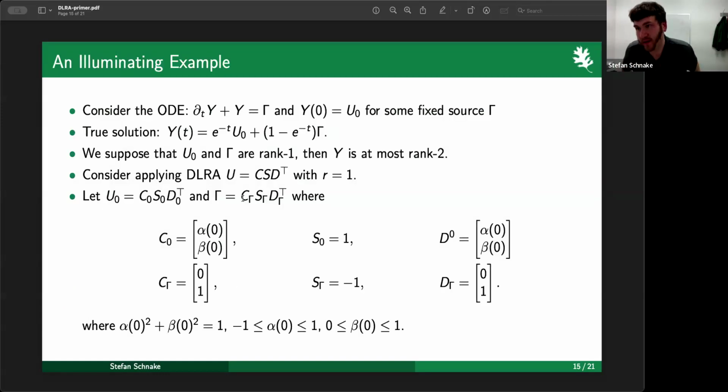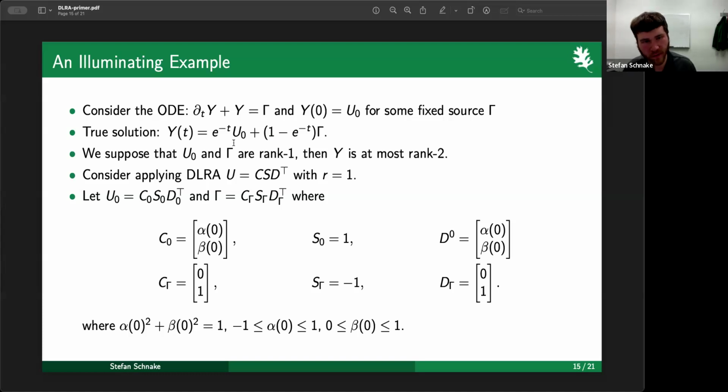Okay, so I want to give an illustrating example of the craziness that can happen here, just to give a full picture. I'm going to do a very simple problem here. It is just a simple relaxation to a fixed equilibrium. So y dot plus y equals gamma, where you have some initial condition u naught, and your source here is fixed. It doesn't depend on time. Then you can easily show that the true solution is given by an integrating factor: your initial condition goes away and you converge to the true equilibrium as time goes to infinity.